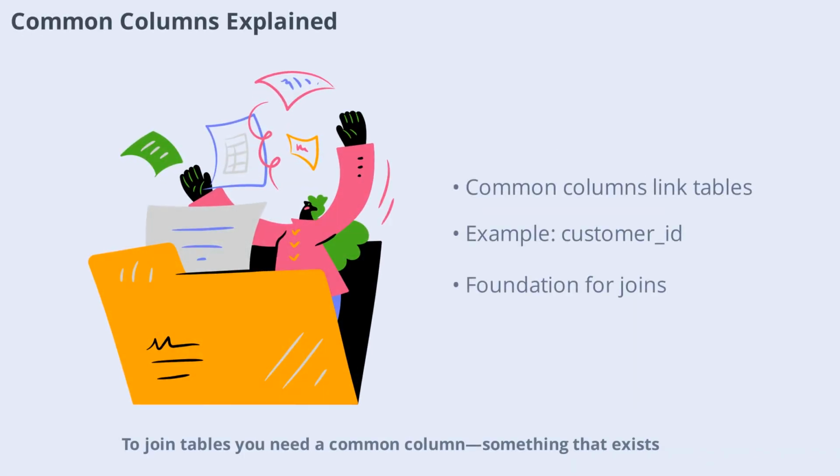To join tables, you need a common column, something that exists in both tables and links related records. For example, a customer ID might appear in both a customers table and an orders table. This shared column acts as the key that connects the data. Without it, the database wouldn't know how to match up the rows. Always check for these common columns before attempting a join, as they're the foundation of successful data merging.